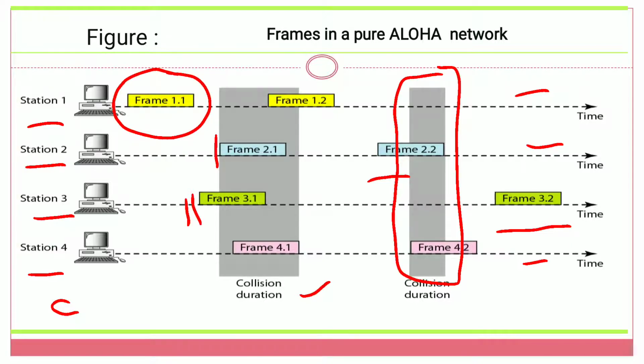Sometimes a collision will occur due to the transmission of stations at a particular time. If two or more stations want to transmit data at that time, it leads to a collision. If a collision occurs, the frames may collide, which leads to errors, corrupted data, or data loss. So this is the concept of pure Aloha.